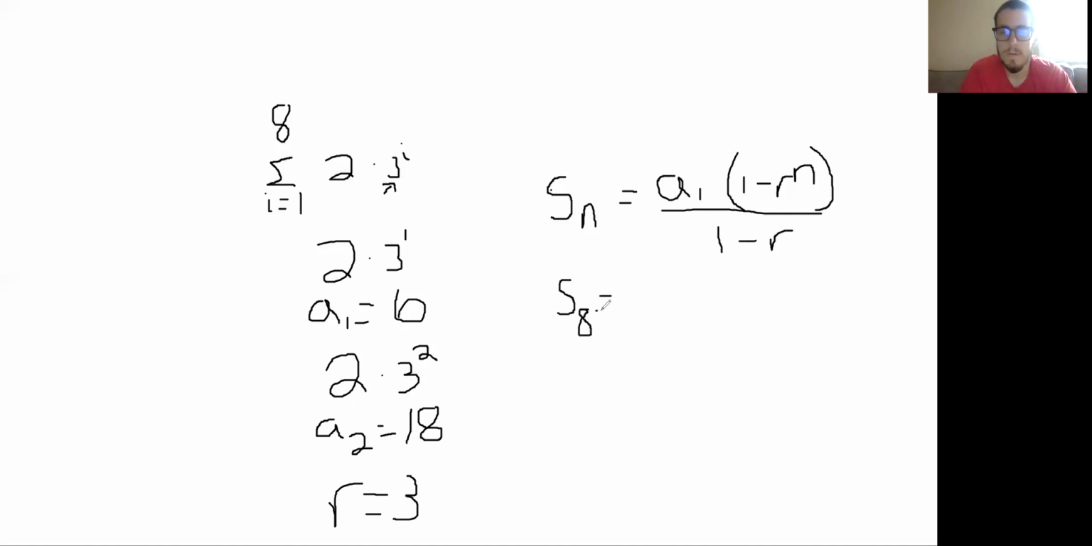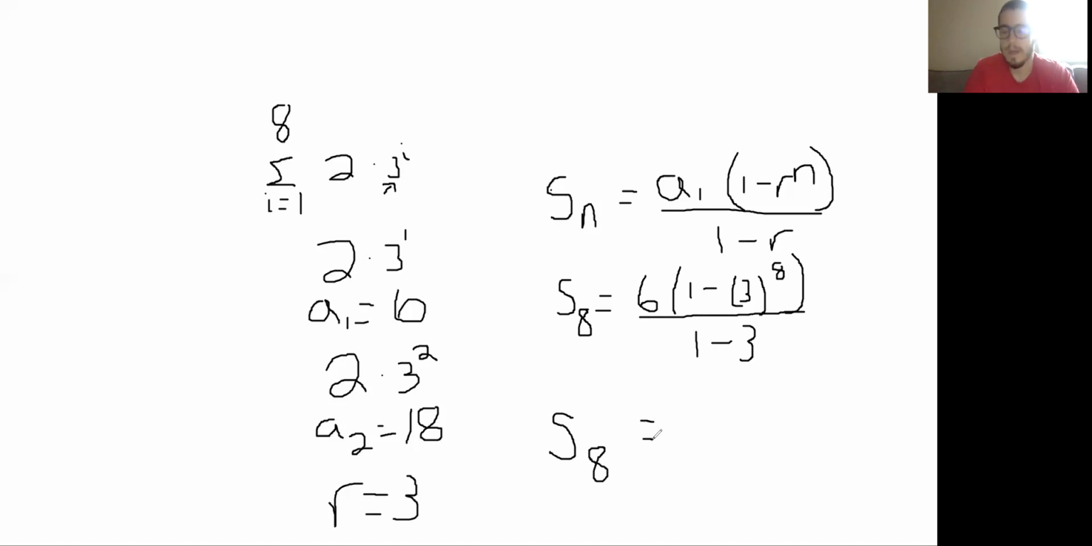So S8 is going to equal a1, which we established was 6, times 1 minus, and then r to the n. So that's 3 to the n, which is 8. We solve that, and that's over 1 minus r, which is over 1 minus 3. And so our 8th partial sum is just going to be done in the calculator.